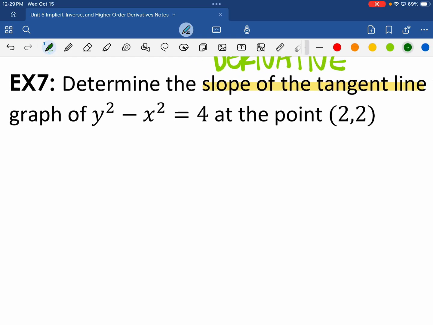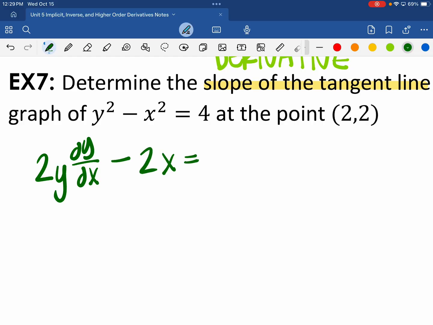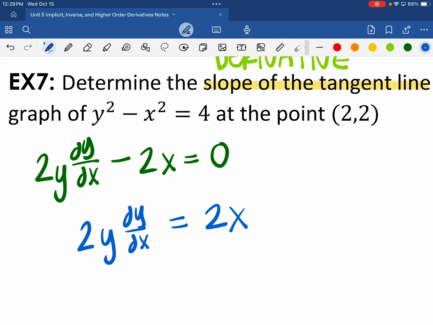All right. What is the derivative of this? 2y dy dx minus 2x equals 0. All right, what do I need to move? The 2x. It's going to be negative x over y.